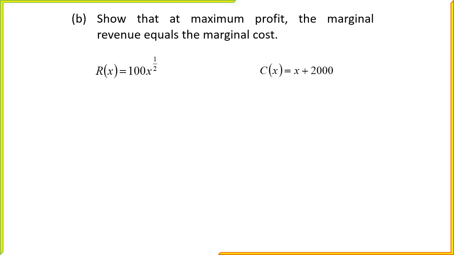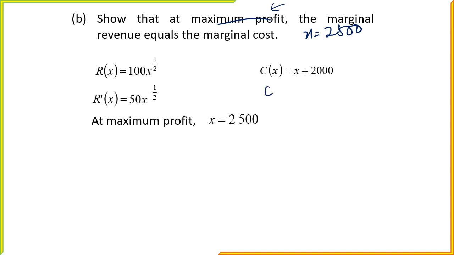So for question B, show that at maximum profit, the marginal revenue equals the marginal cost. At maximum profit earlier, we know that we need to sell 2500 units, right? So x should be 2500. At this level, what is the marginal revenue and marginal cost? To find them, we need to differentiate revenue and differentiate cost. So we get 50x to the power of negative 1 over 2, and for cost, we get 1. C prime x is equal to 1.